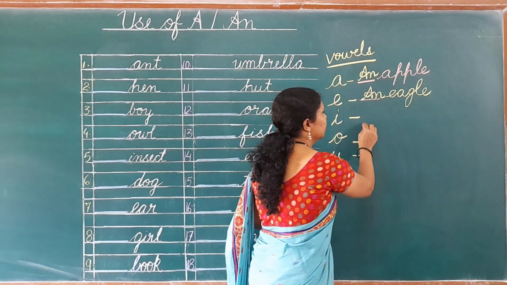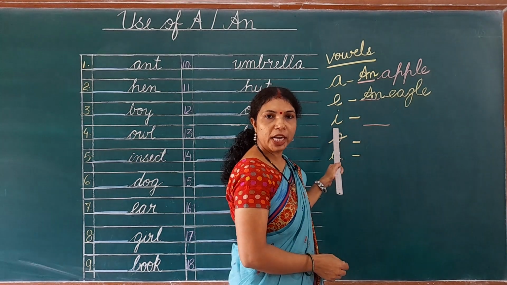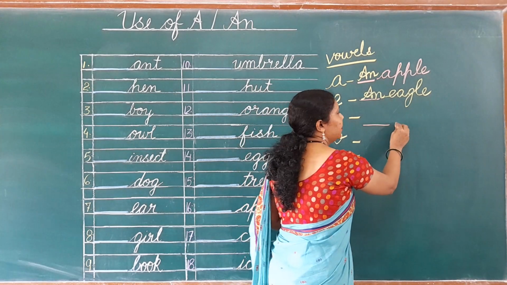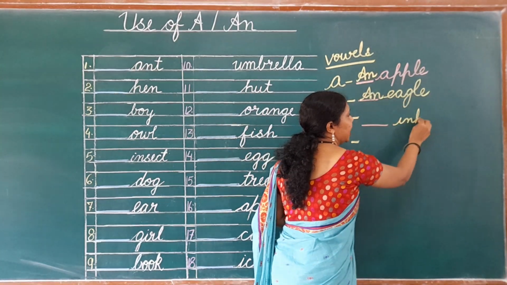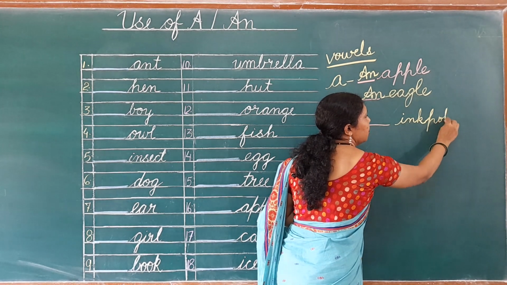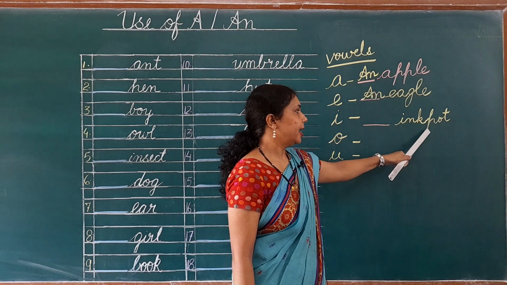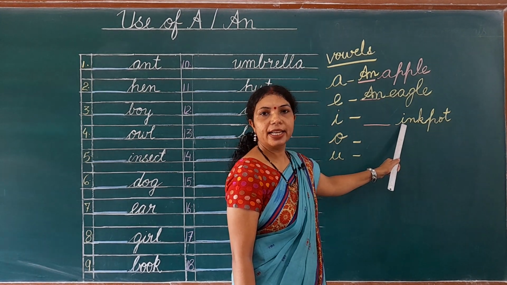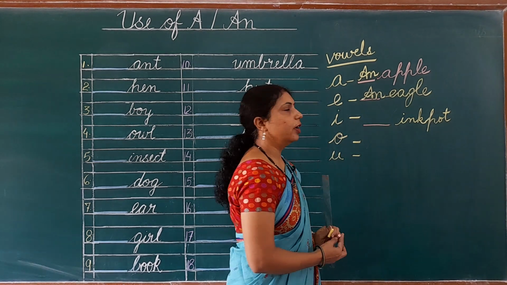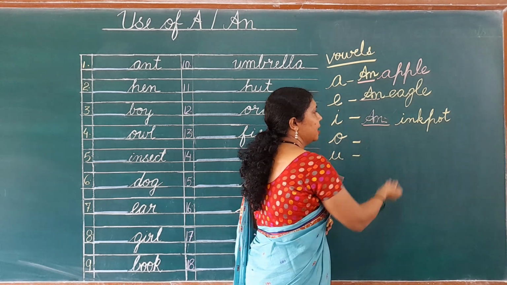Same thing here. I have written I, which comes under vowel. For example, I N K, ink. P O T, pot. Ink pot is starting with letter I, which comes under vowel. Then we will use here an.